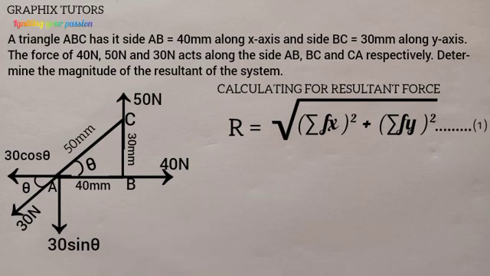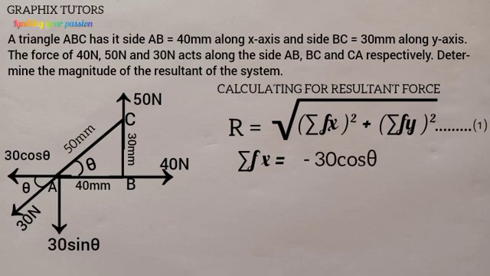Now let's calculate the summation of Fx. Summation of Fx means you add all the horizontal components. Now if you look at that system, how many horizontal components do we have? We have 2. One is facing the left and the other is facing the right. Now which one is facing the left? It is 30 cos theta. It's facing the left, so any force facing the left is negative. So I'll put minus 30 cos theta.